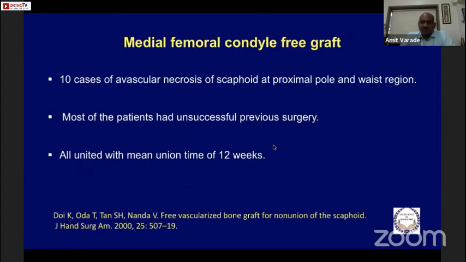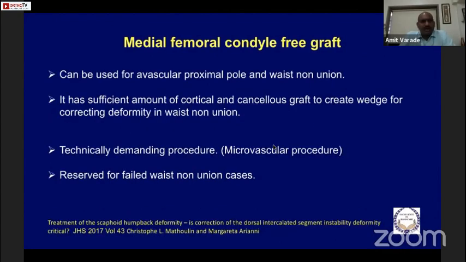Medial femoral condyle free graft. This is a study by Professor Doyle, and this is basically a microvascular procedure where we put a free graft in the scaphoid non-union. It can be used for avascular proximal pole and waist non-unions. It has a sufficient amount of cortical and cancellous graft to create a wedge for correcting deformity in waist non-unions. It should be reserved for failed waist non-union cases.